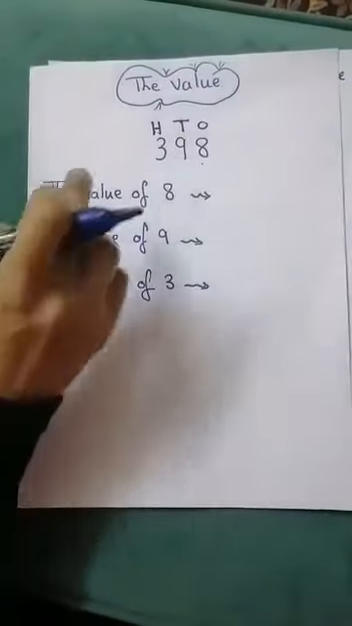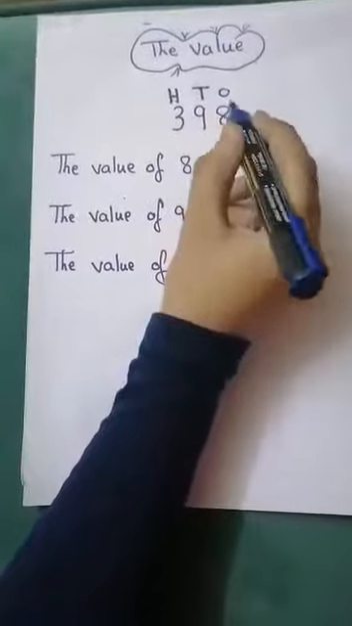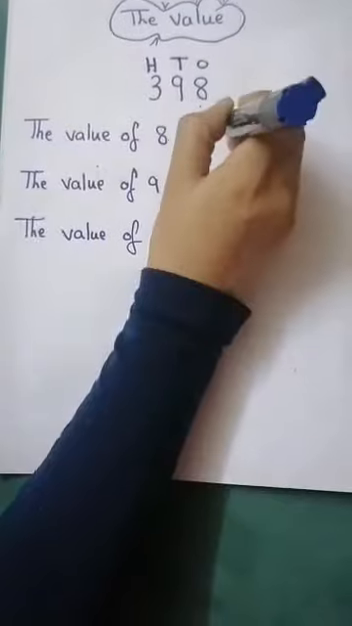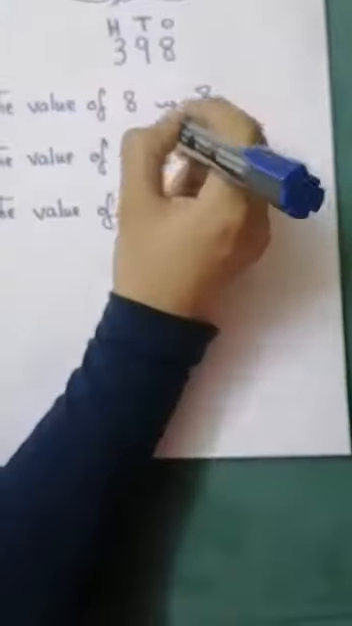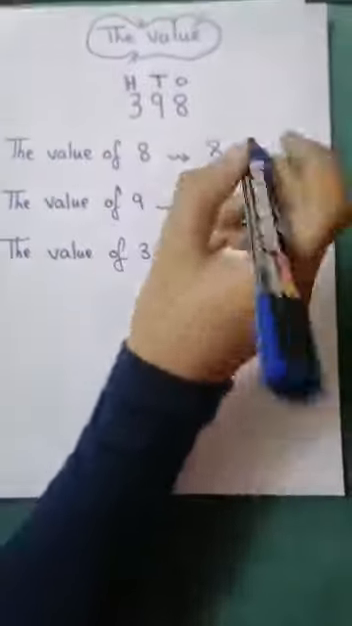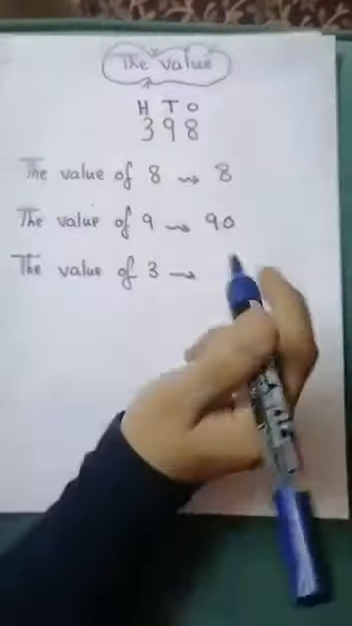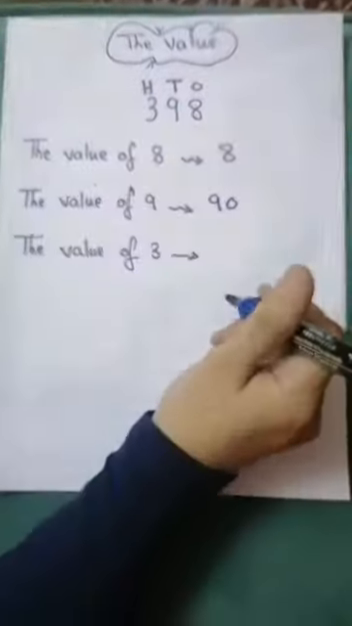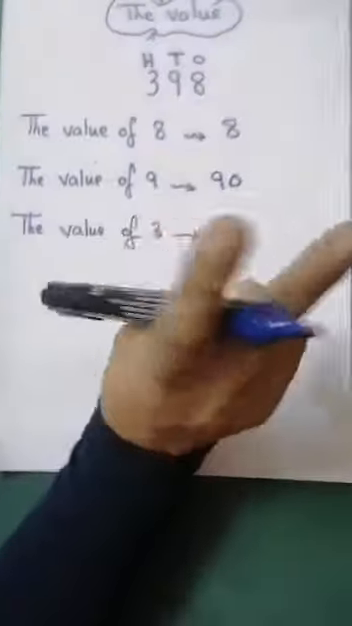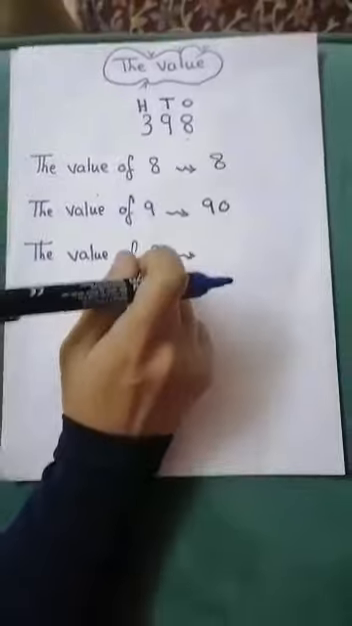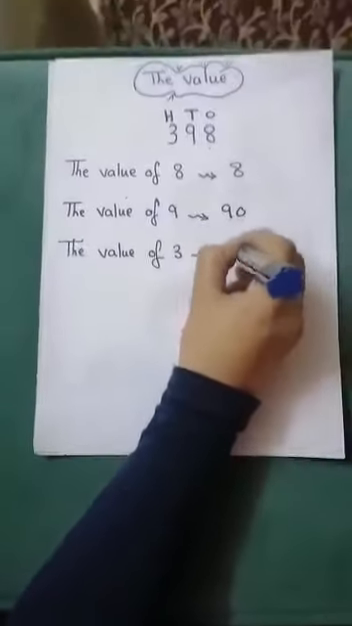The value of the number 8: the value in the ones place doesn't change, so 8 is still 8. The value in the tens place just adds a zero, so 9 will be 90. The value in the hundreds place adds 2 zeros, so 3 will be 300.